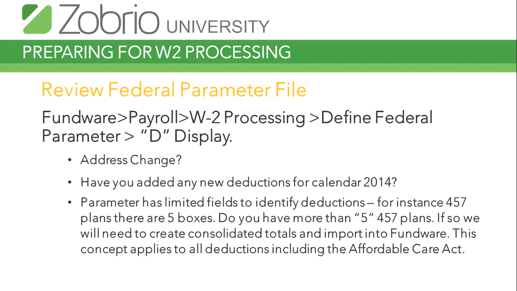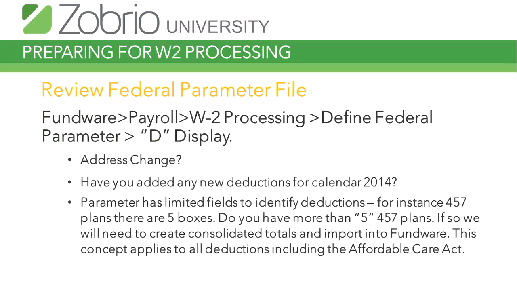Also in this screen, the parameter lists all the various boxes that are available on the W-2 form as well as the W-2 electronic file. And on a client-by-client basis, you're identifying which deductions accumulate into which boxes on the W-2. And again, for the most part, that information stays static from year to year.